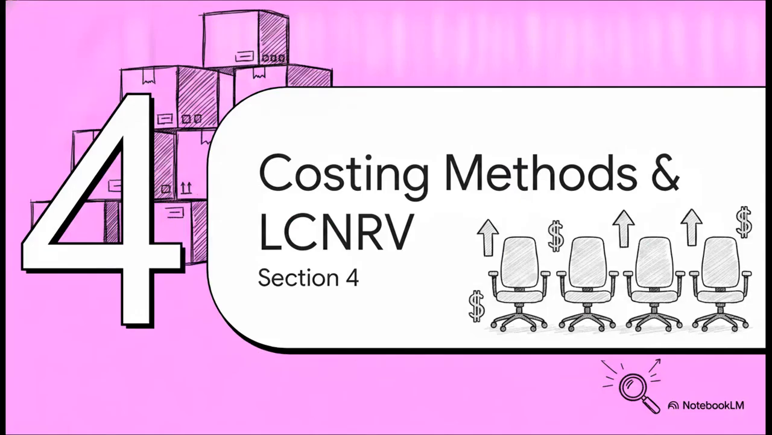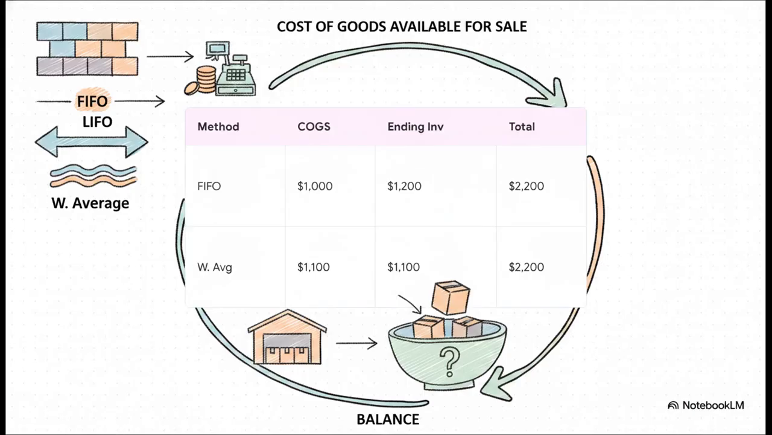Okay, so the chairs are fully built, their costs are perfectly and legally allocated, and they are safely sitting in the warehouse. Let's explore Section 4 to see how we systematically assign value to them as they wait for buyers. Companies must choose a specific costing method to decide which specific costs move over to COGS and which costs stay behind in ending inventory. FIFO, or first in, first out, assumes the oldest costs are sold first. LIFO, or last in, first out, assumes the newest costs are sold first.